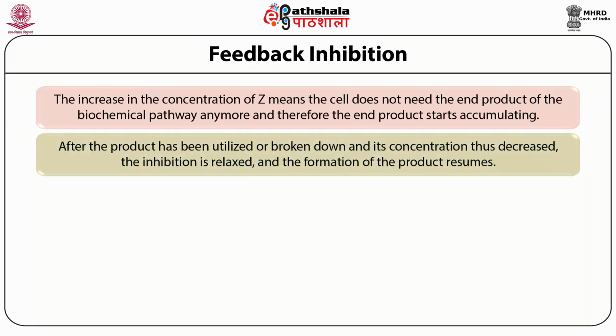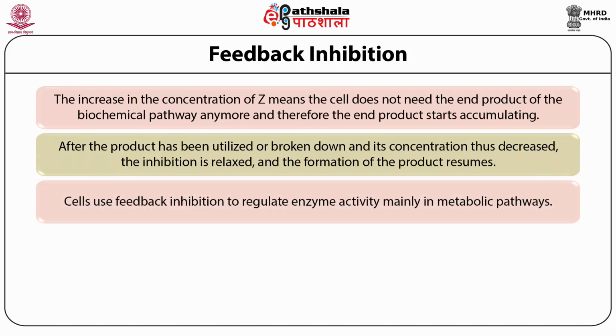After the product has been utilized or broken down, its concentration will again go down, and then the feedback inhibition which occurred through Z, as shown in this model, is relaxed. If Z is either being degraded or utilized, the concentration of Z will go down, and then it will release the E1 molecule, and the conversion from X to Y will again start.